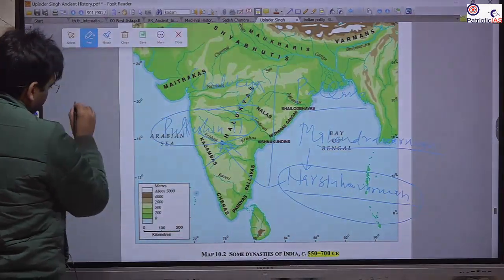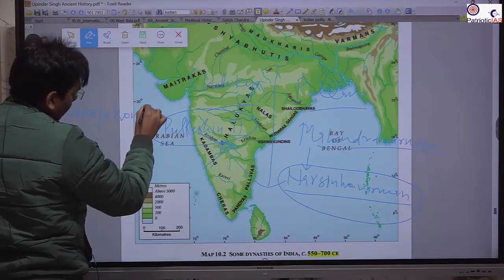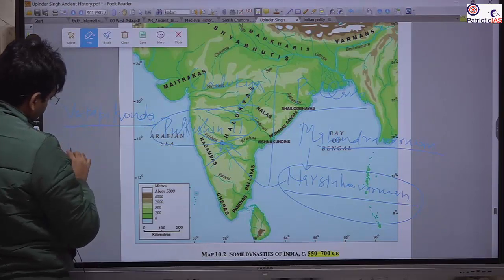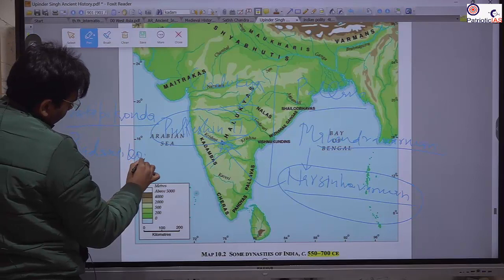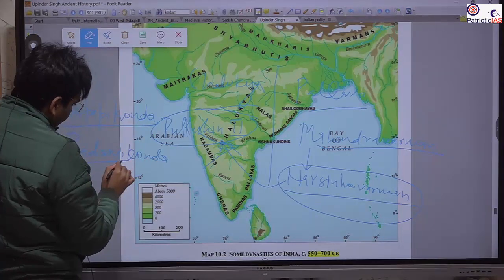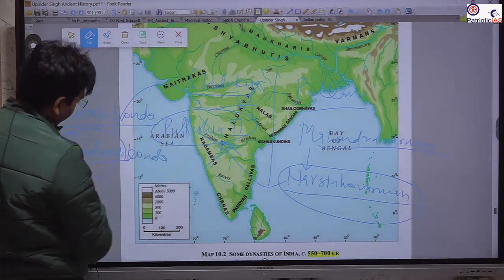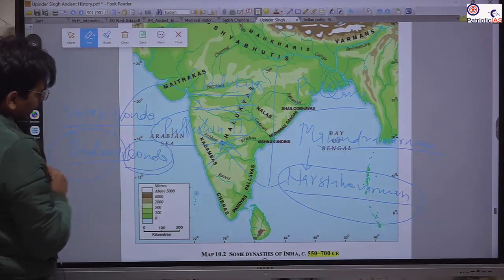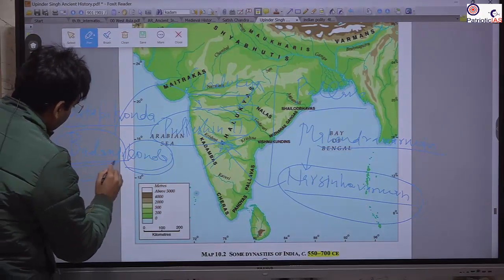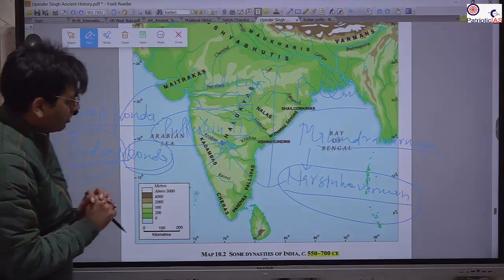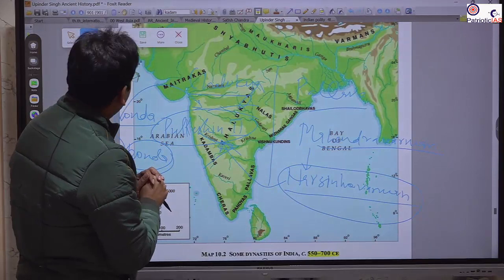Vatapi Konda. This is also known as Vadami Konda, because Badami was the capital of this Pulkesin, Chalukya, and Konda means the conqueror. So he won and took the title of Badami, and Vatapi is the same name for the same place. Okay. So this is sufficient for the Chalukya and the Pallava.